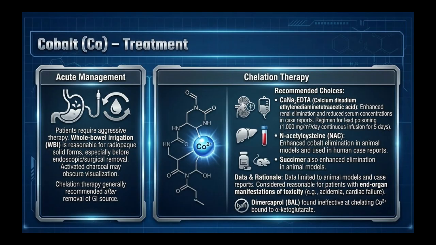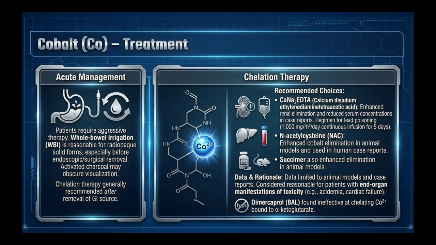Regarding chelation therapy, the available data are limited to animal studies and human case reports. Early research indicated that proteins containing sulfur could decrease cobalt toxicity. In animal models, substances such as N-acetylcysteine, succimer, and calcium disodium ethylenediaminetetraacetic acid facilitated the elimination of cobalt. N-acetylcysteine and glutathione were also found to reduce the tissue burden of cobalt, particularly in the liver and spleen.